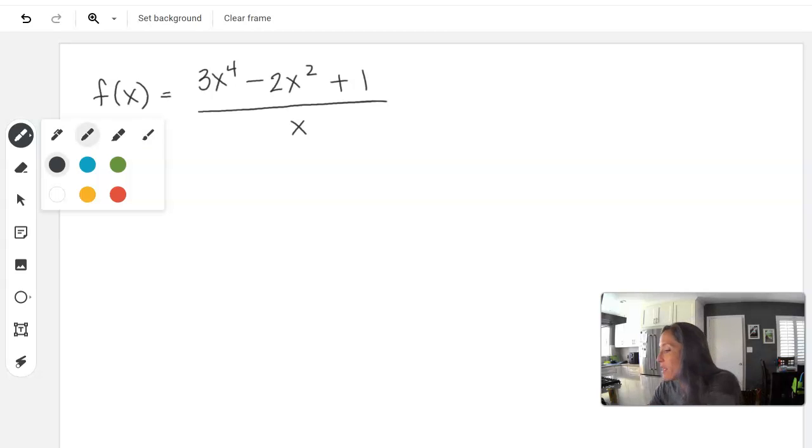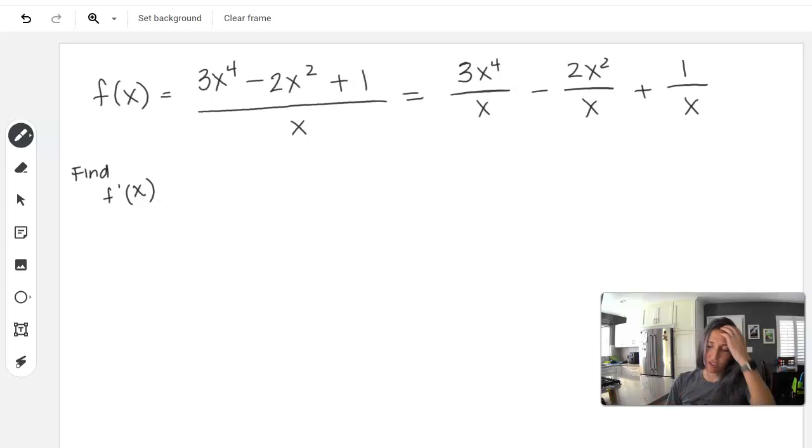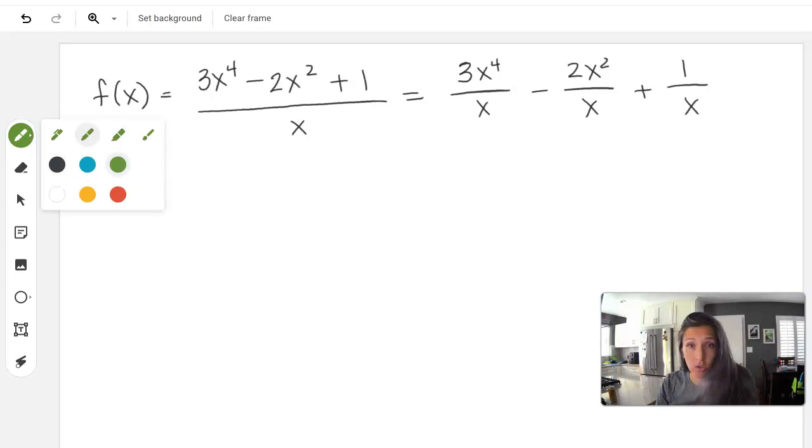So rewriting this, I'll go slowly here. We could rewrite this as 3x to the fourth over x minus 2x squared over x plus 1 over x. This is much more efficient than trying to bring that x and make it a power of x to the negative 1. That's not to say you can't do that.